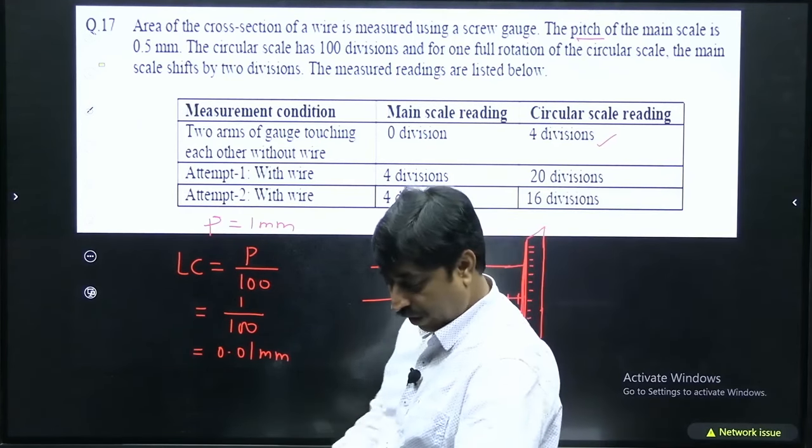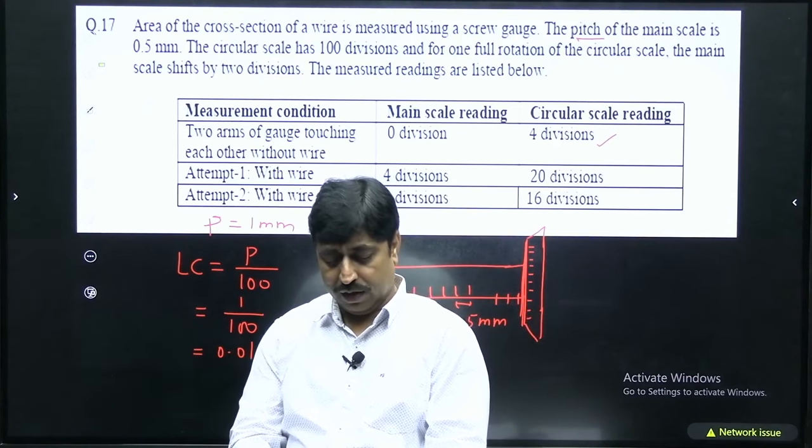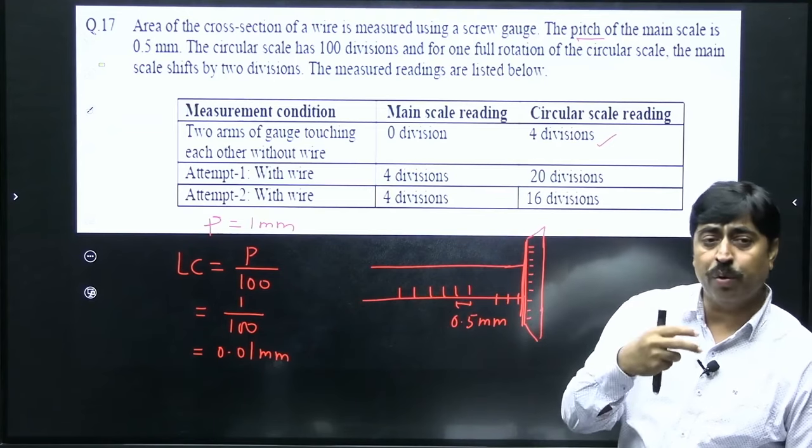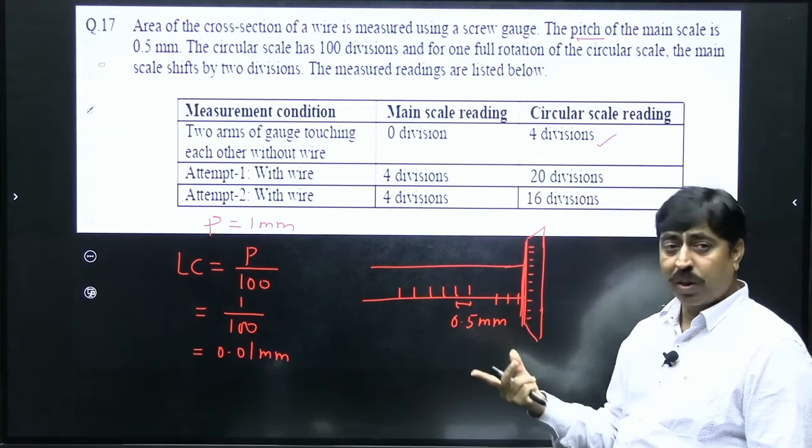This is known as zero error. I am sure you all know that. So when it should be showing zero, it is showing some reading. How much reading is that?